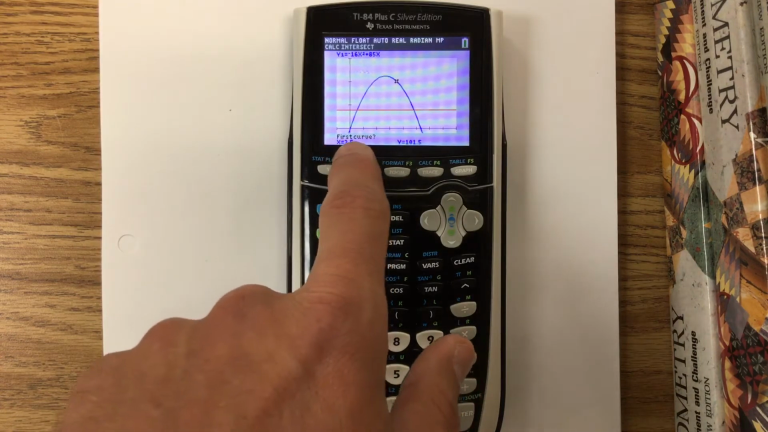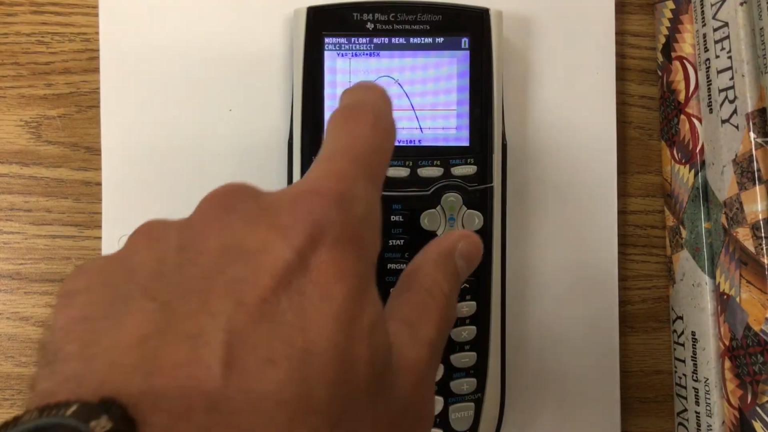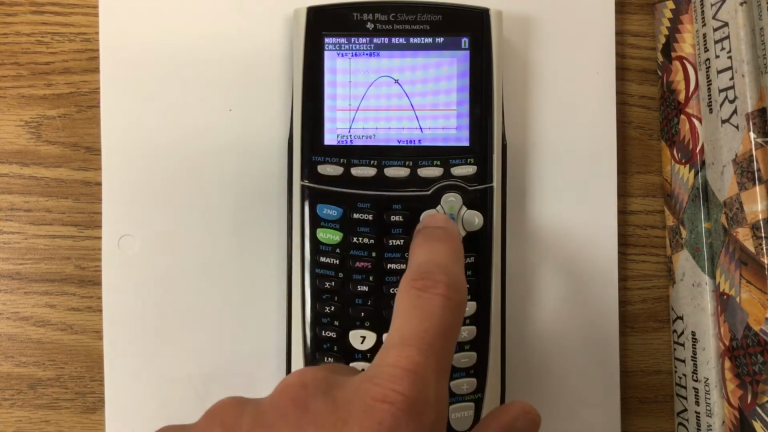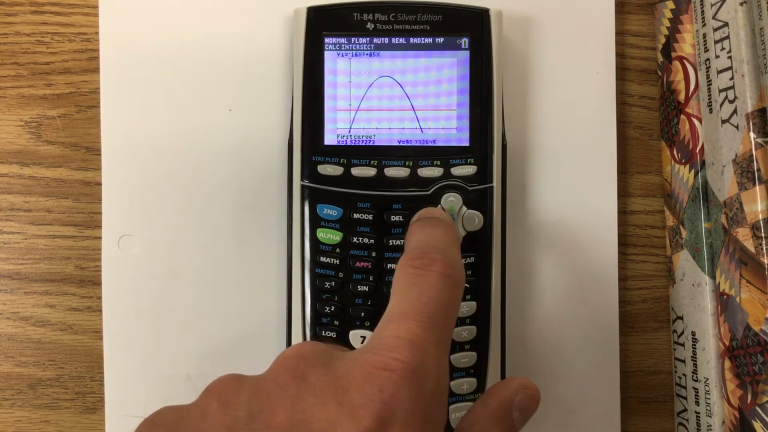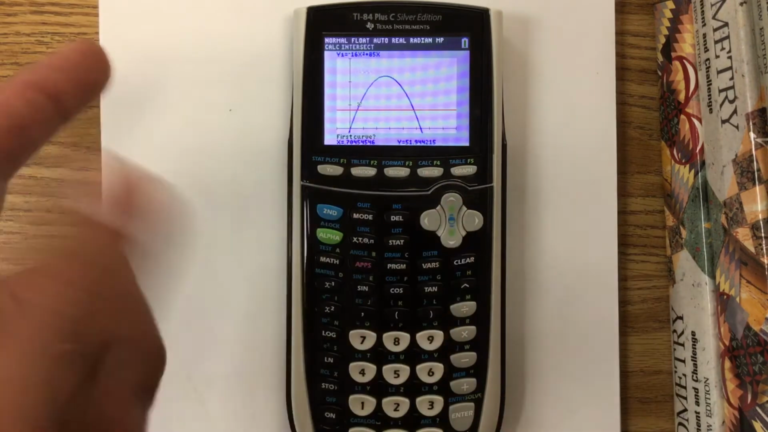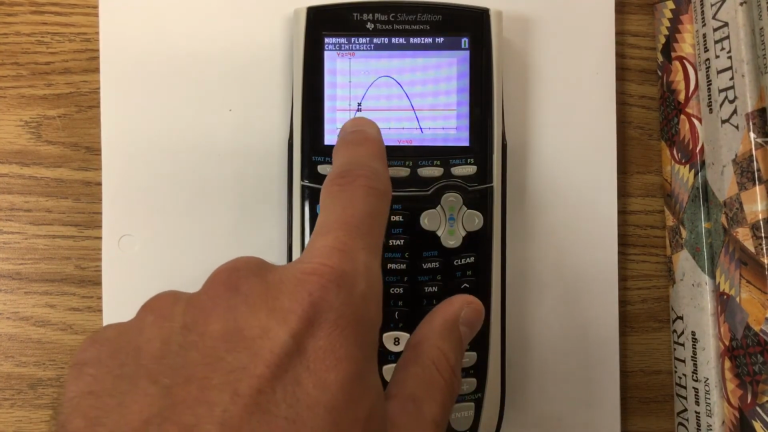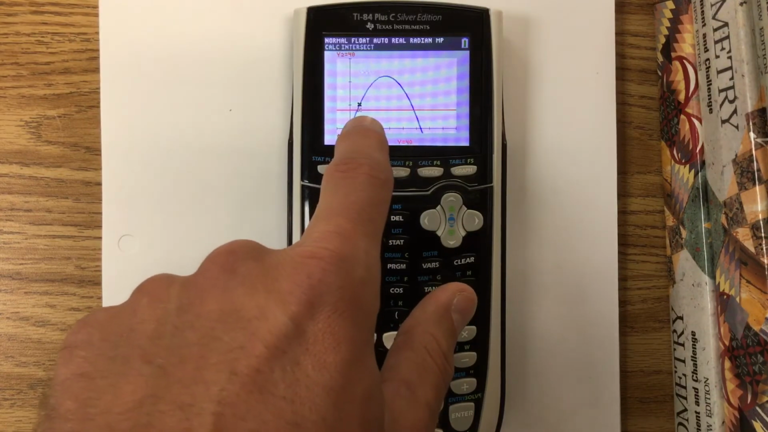Now, it's going to ask us, are you on your first curve? Well, yes, I'm on my first equation, my quadratic. If I wanted to find this one, I need to move my cursor to the left and get close to that intersection point. I'm going to say right here. I'm going to press enter. It's going to jump to the second curve, and it should be close, hopefully, to that intersection point. If it isn't, move it.